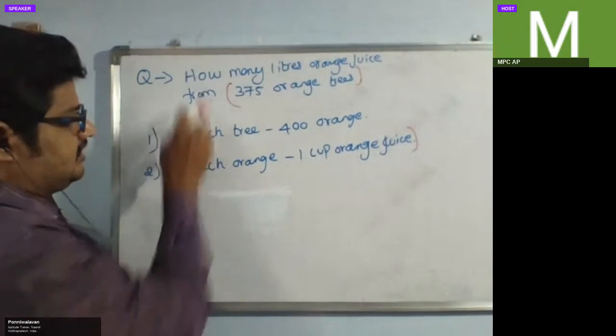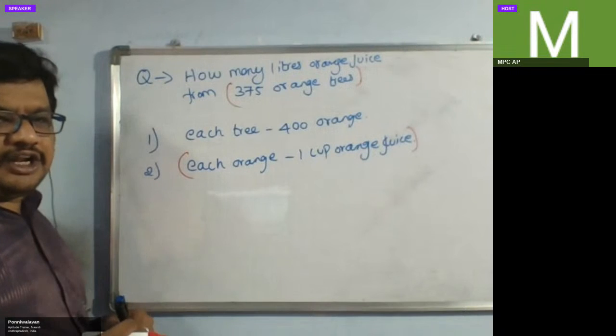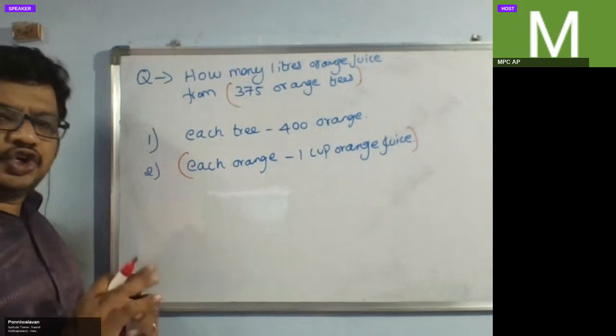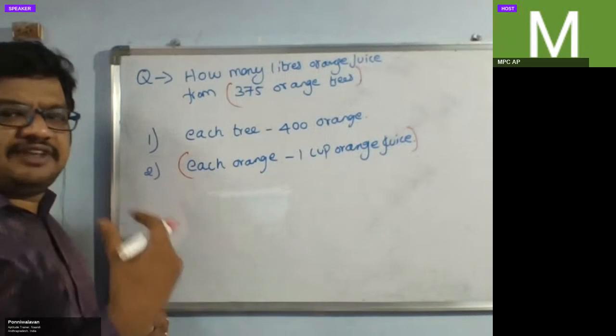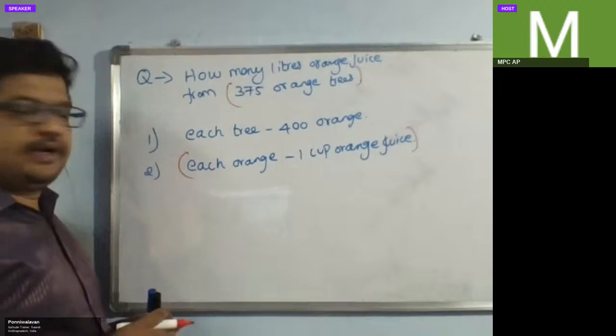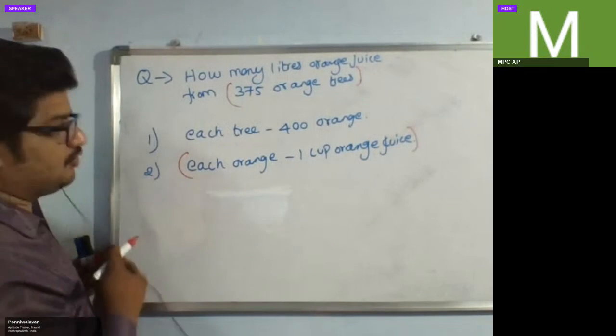From this statement, are you able to find the number of oranges? No. Okay, if you know the number of oranges, then we can find the number of cups. Okay, now combine these two. So statement 2 alone we are not able to find.